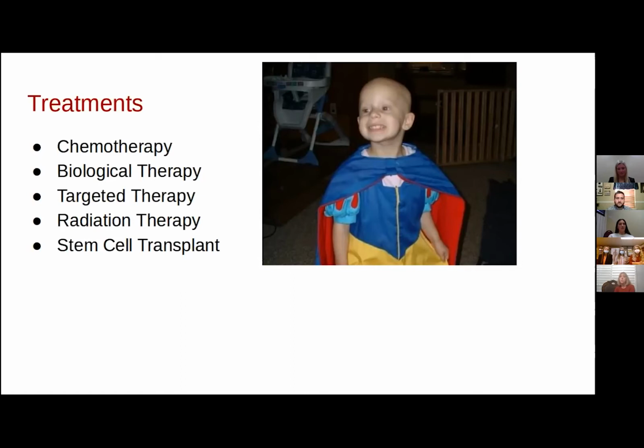The picture of the little girl you see on the slide is actually a picture of me when I was 2. I didn't have leukemia, but I had a neuroendocrine tumor that was wrapped around my pancreas and adrenal glands. I'm going to talk about some of the side effects I still have today.